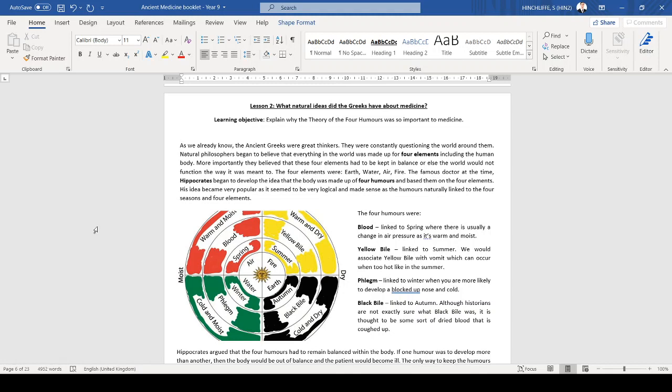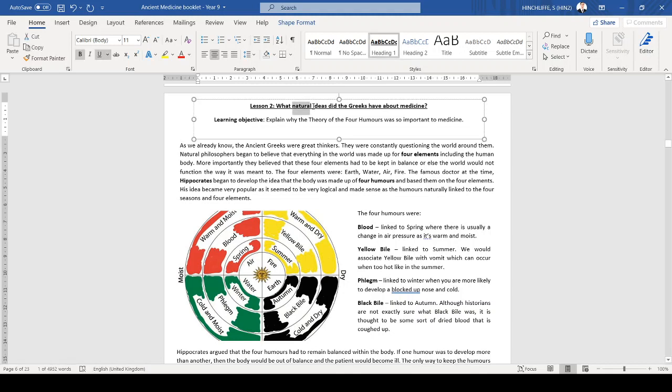This lesson 2 is hugely important. It formulates the basis of a lot of the medicine course, but it is also quite a straightforward and quick lesson as well. So the content is really important, and the lesson itself is quite quick and straightforward. What we're looking at is the natural ideas that the Greeks had about medicine.